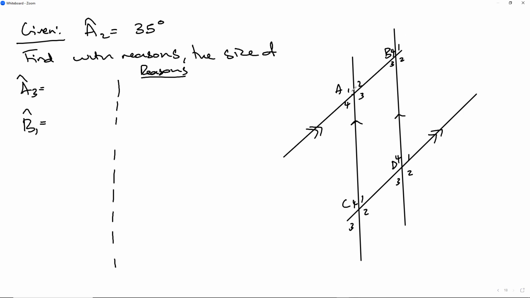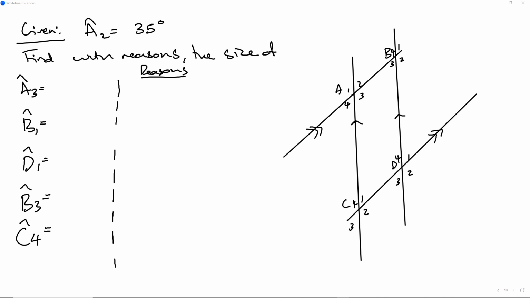B1, which is over here. B3 is over there. And D1 is equal to, as well as B3. There's sometimes more than one reason as well. And then C4, let's say. Okay. Try and get each one, see if you can get it.